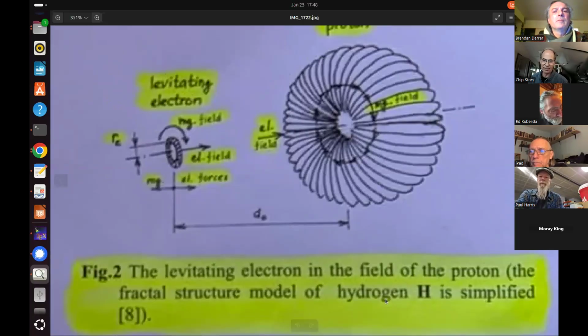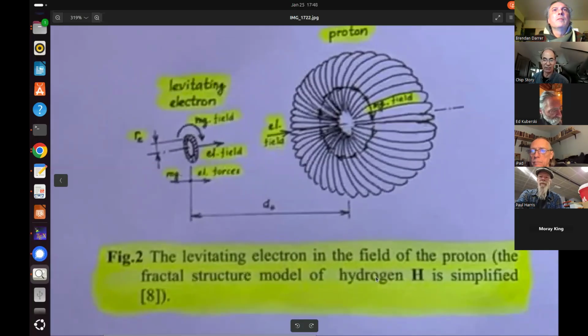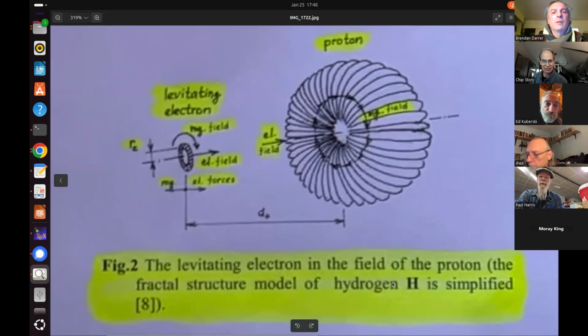The electrical field and the magnetic field are shown in a toroid description, a classic Dan Winter dodecahedron, with a proton sitting in it. Oh, I missed that. Well, this is the hydrogen. So you've got the proton and the electron. And the electron is levitating. This is the most important part of this whole thing.